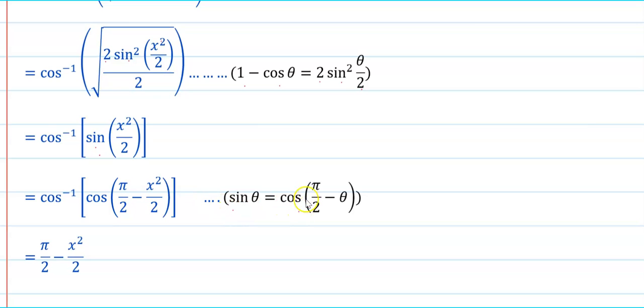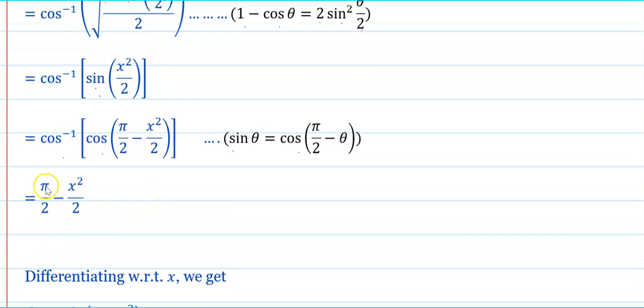Sin theta is equal to cos of pi by 2 minus theta. And hence cos inverse of cos of pi by 2 minus x square upon 2 is equal to pi by 2 minus x square upon 2. Here we are using the result that cos inverse of cos of theta is equal to theta, which means pi by 2 minus x square upon 2.